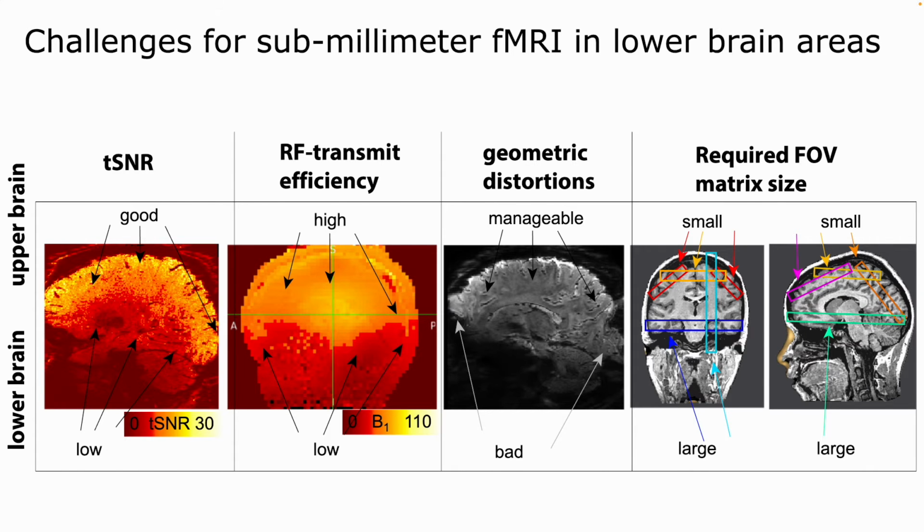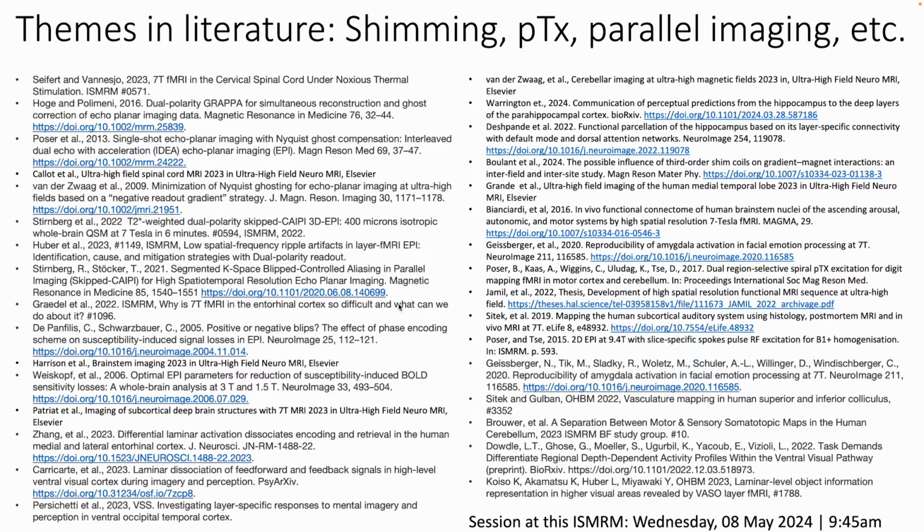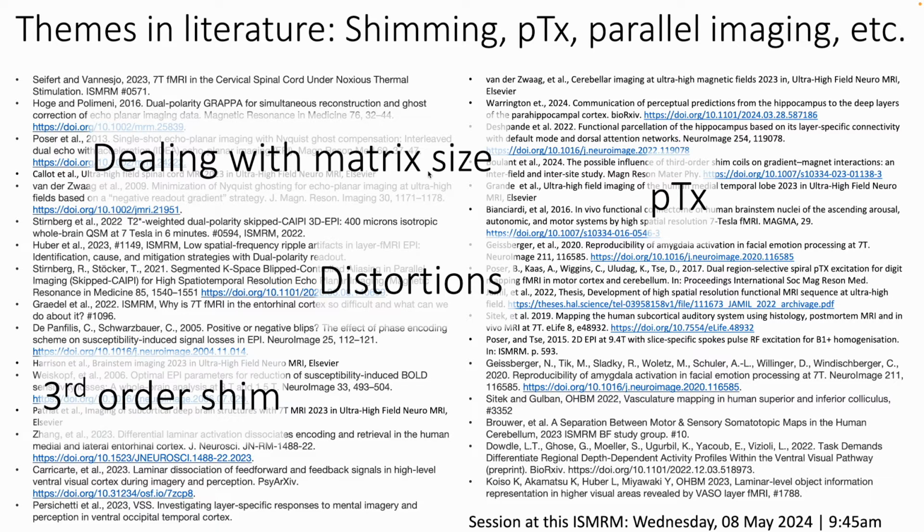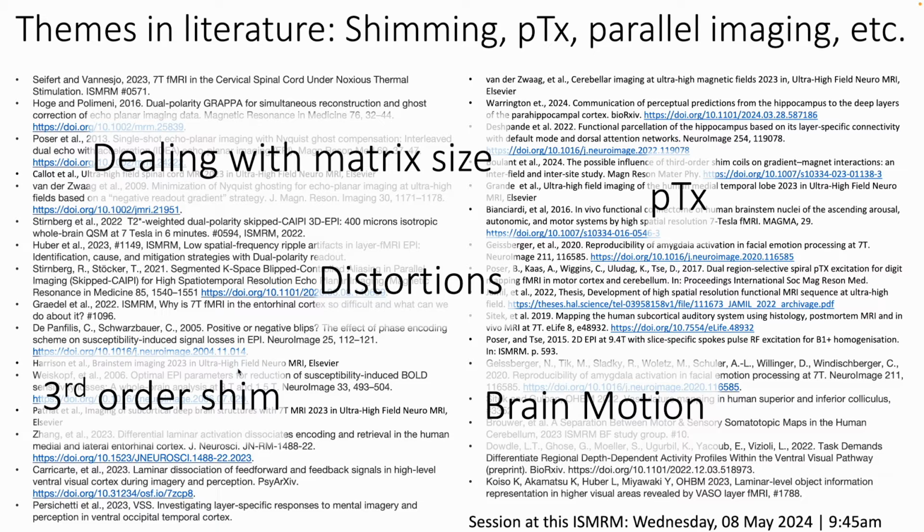This is a challenge. There is a lot of literature out there describing these very challenges and also potential solutions. There are conventional themes, for example, the challenge of undersampling, PTX, a lot about distortions, B0 inhomogeneities, advanced shimming methods, and also brain motion and physiological noise. Almost none of these papers, though, look at submillimeter fMRI, at layer fMRI. So the goal of this abstract is to pick the approaches among those that look most promising, implement them, and optimize and validate them for layer-dependent fMRI in low brain structures.